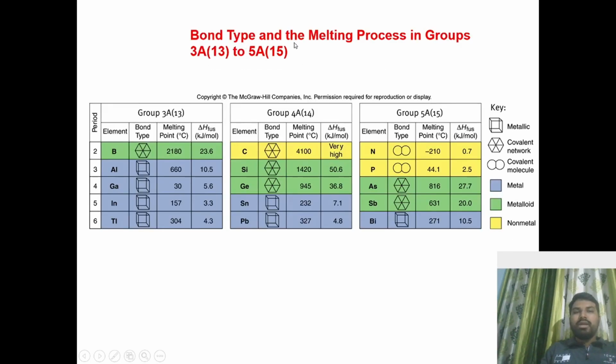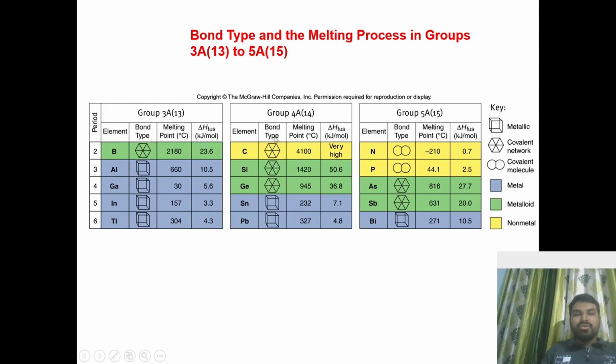These are the bond type and melting process in the group 13, 14 and 15 elements: boron, aluminum, gallium, indium, thallium, carbon, silicon, germanium, tin, lead, nitrogen, phosphorus, arsenic, antimony and bismuth. Sorry, this is not antimony, this is tin. And these are the melting point and enthalpy of fusion.